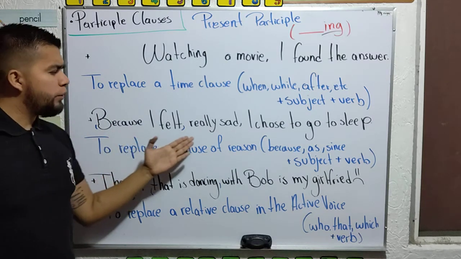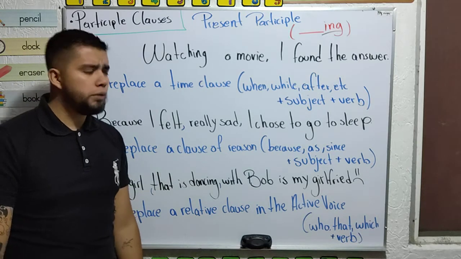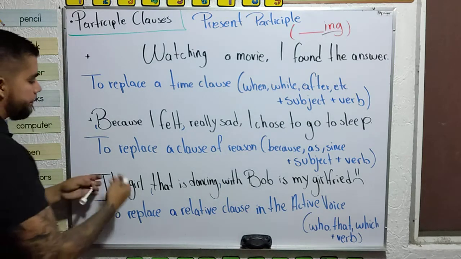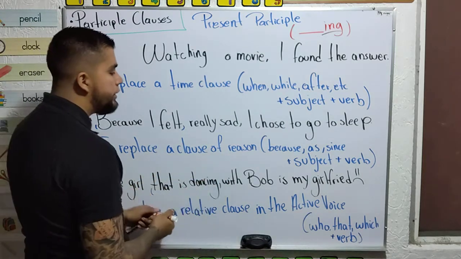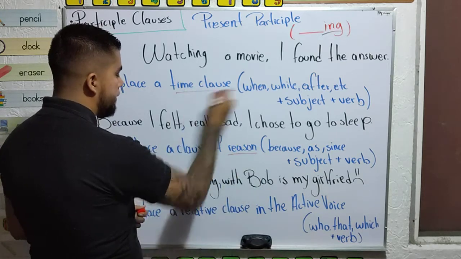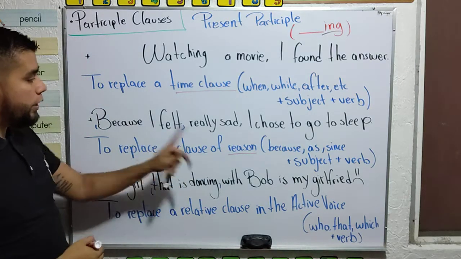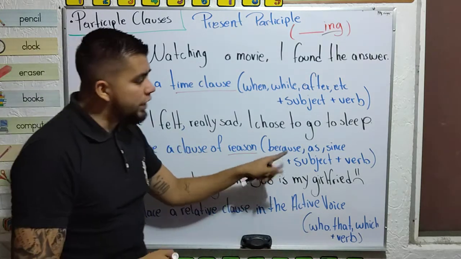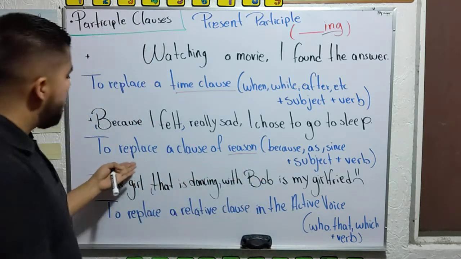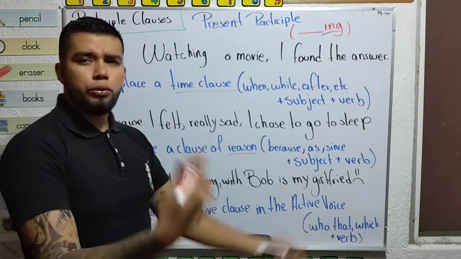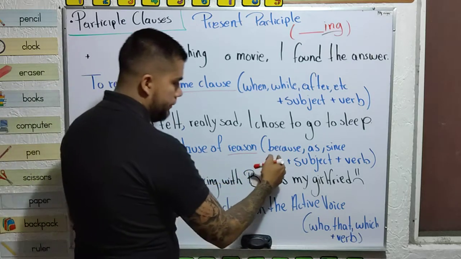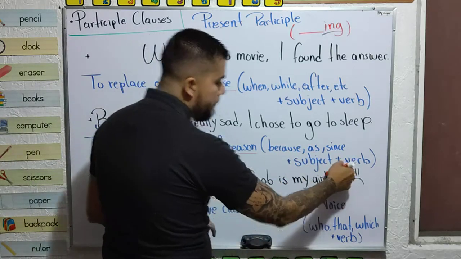Because I felt really sad, I chose to go to sleep. So in this case, we're going to replace a clause of reason. Remember, reason, time. That's why we have here because, as, since. With this, we indicate reason. So because I felt really sad, I chose to go to sleep. So the clause of reason includes because, as, since, subject and verb.